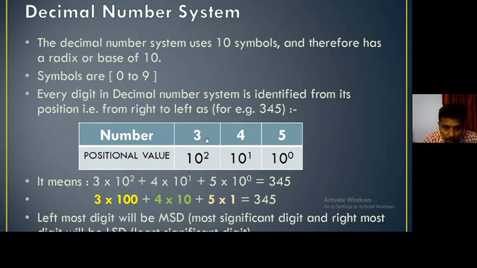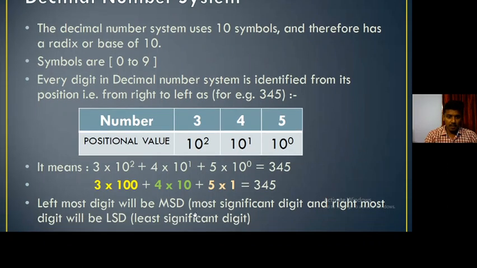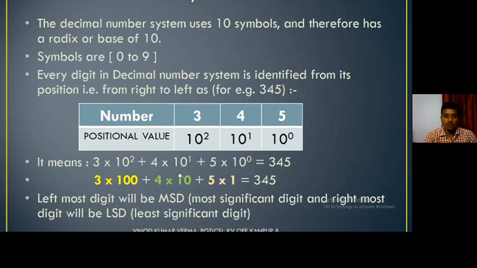If you multiply each digit with its positioning value, that is 3 into 10 square, 4 into 10 to the power 1 plus 5 into 10 power 0, we get the value of the particular number. The leftmost digit is the most significant digit and the rightmost digit is the least significant digit. So on the left, 3 is the most significant digit, and the least significant digit is the rightmost, that is 5. Clear? 345. Clear.